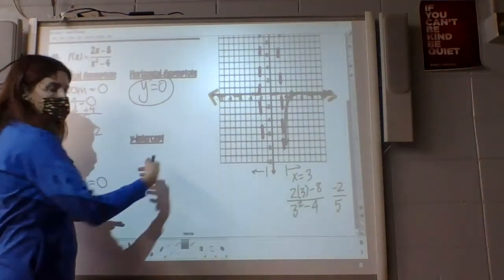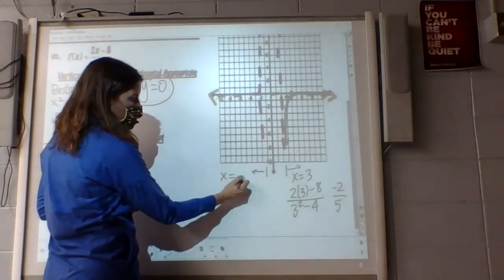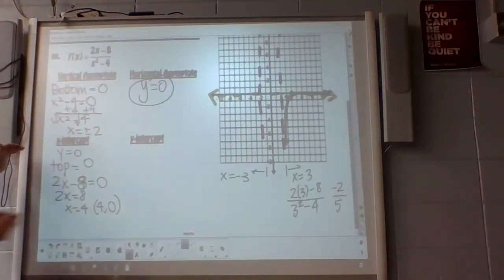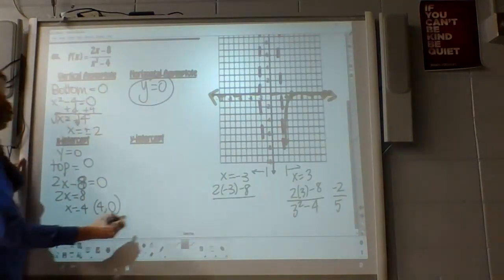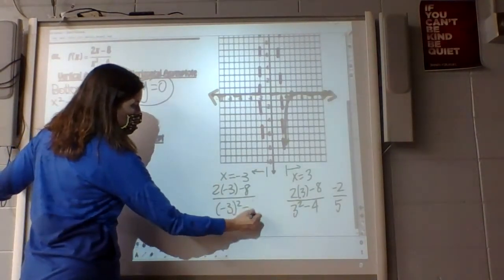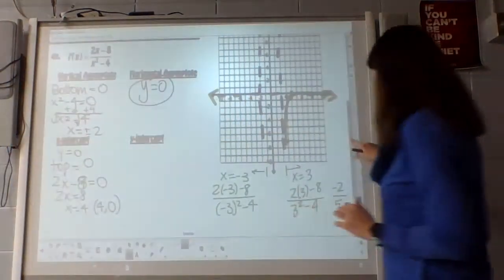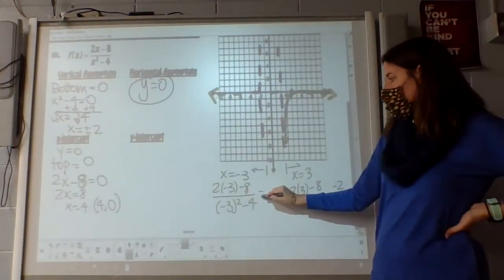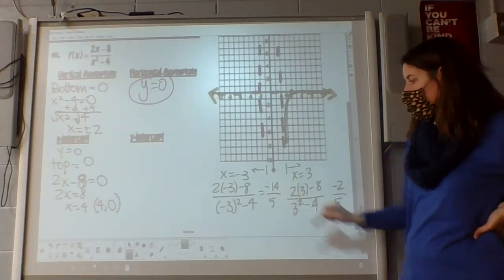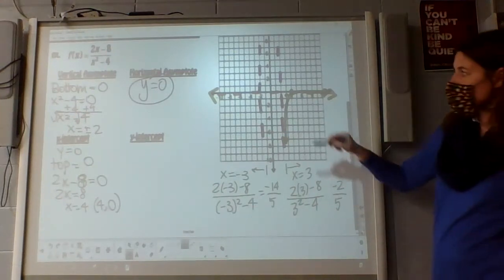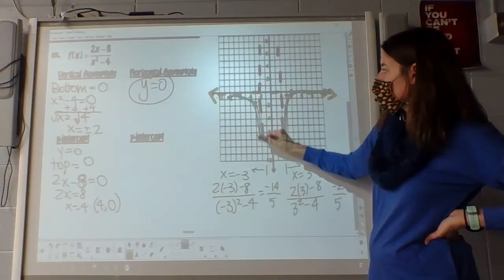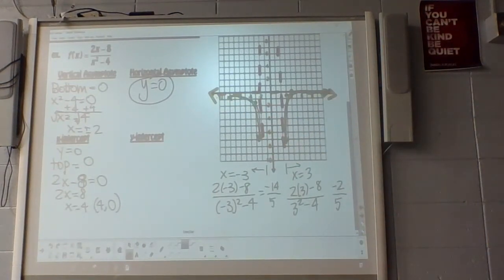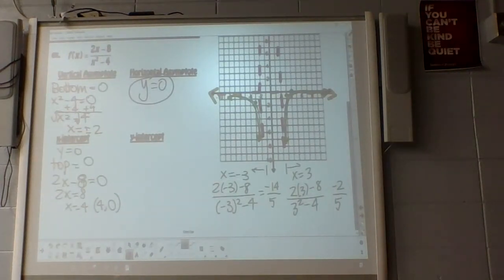We're going to pick one this way. So I'm going to check negative 3 on this side of the line. So negative 3, this ends up being negative 14 over 5. So negative 2 point something. So again, this one's going to be down in this quadrant. But then I have to figure out the middle. And I showed you guys one before like this, where it's kind of like a parabola in the middle, and we just have to figure out what that looks like.